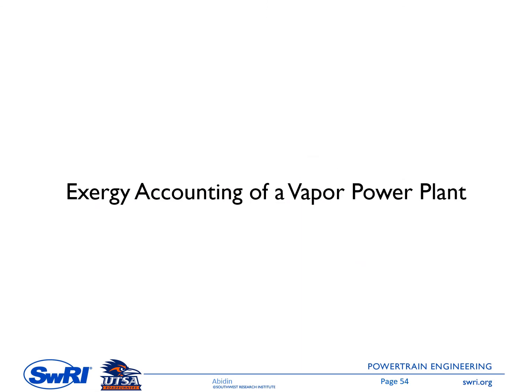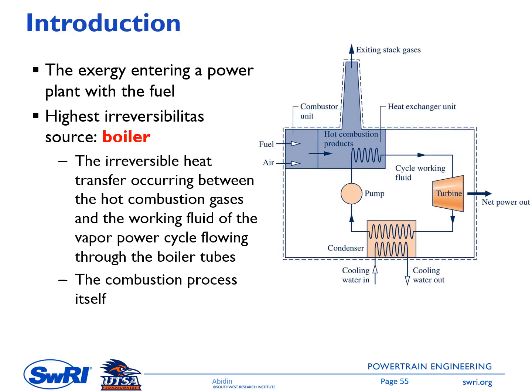Okay, the last topic of this chapter 8 is exergy accounting of a vapor power plant. So the exergy entering a power plant is with the fuel. So here, this is the exergy that we pay, fuel. Okay, and then there will be a combustion there. It is a combustor unit here. There will be a combustion, and then there is a transfer of energy from this thermal energy to the energy of the working fluid here, and then some of the energy will exit this system going to the environment.